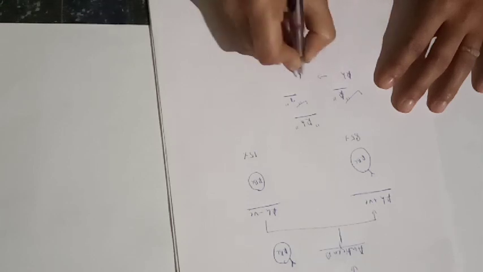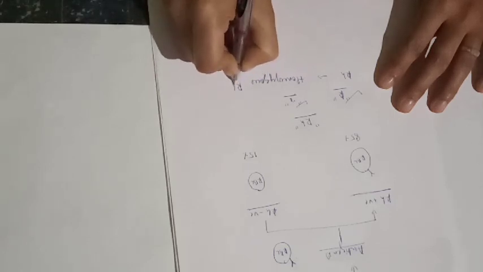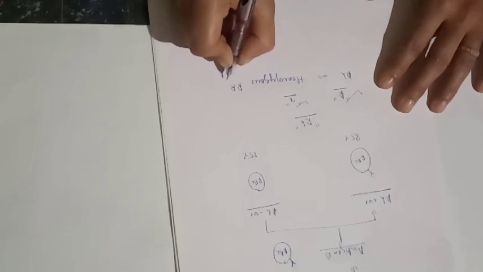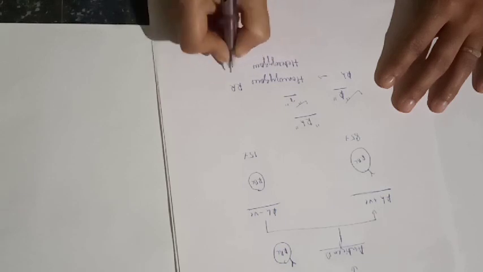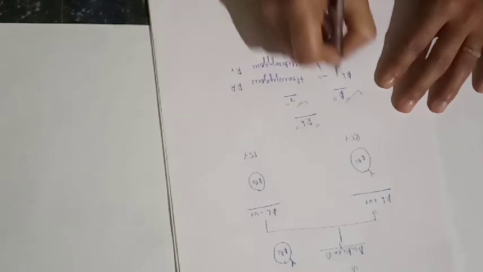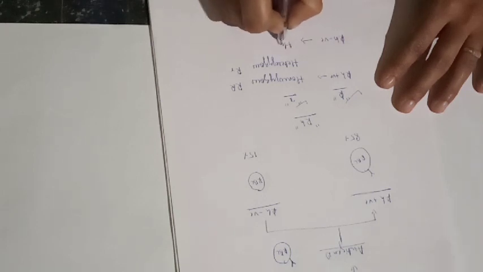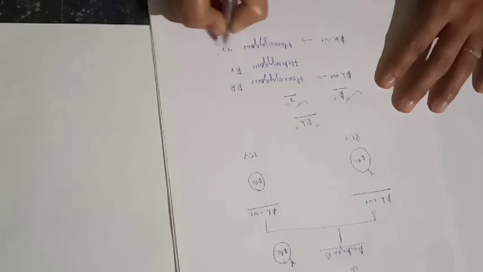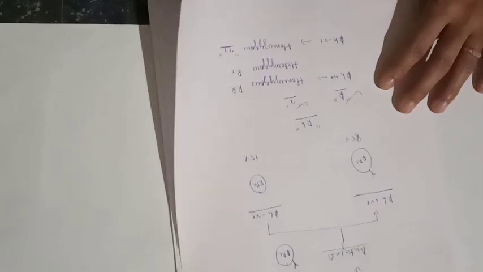An RH positive individual may be homozygous, that means they have both dominant R alleles, or heterozygous, that means capital R small r. But an RH negative individual is always in homozygous condition. They have both recessive alleles. Clear?